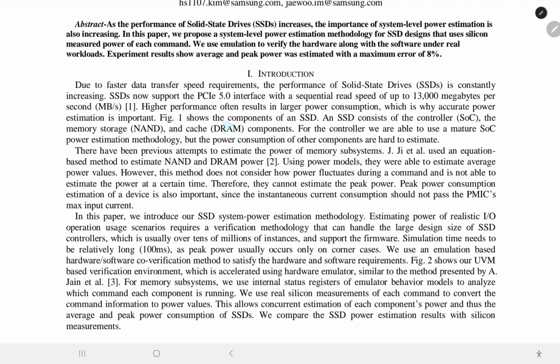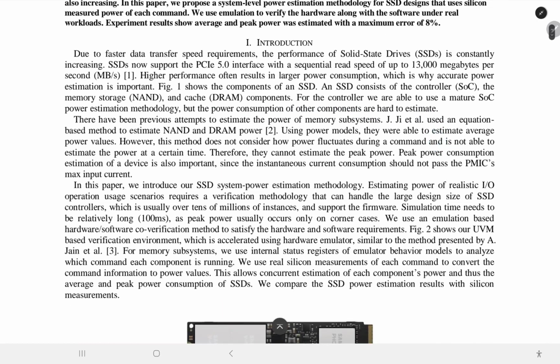Figure 1 shows the components of the SSD. An SSD consists of the controller SoC, the memory storage NAND, and a cache DRAM component. For the controller, we are able to use a mature SoC power estimation methodology, but the power consumption of the other components is hard to estimate.